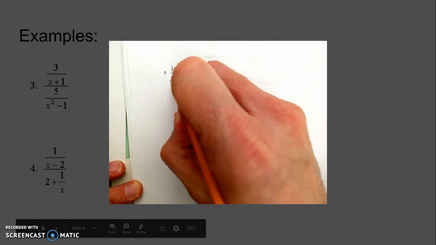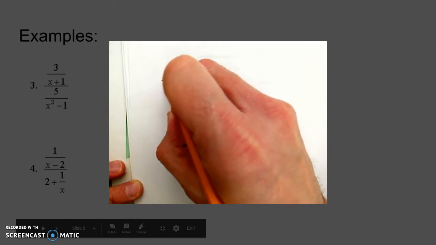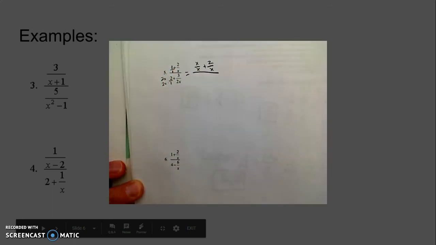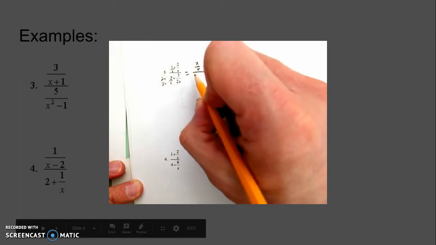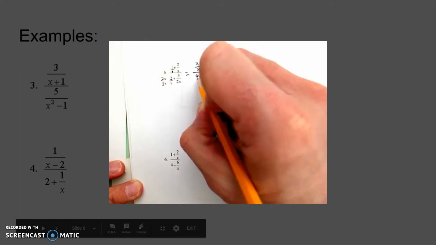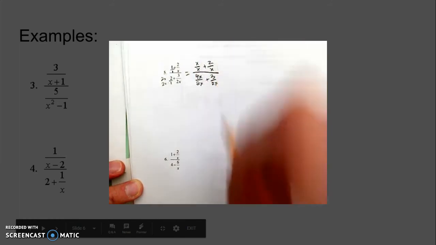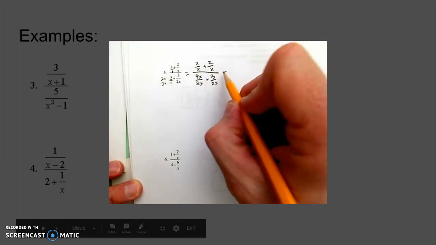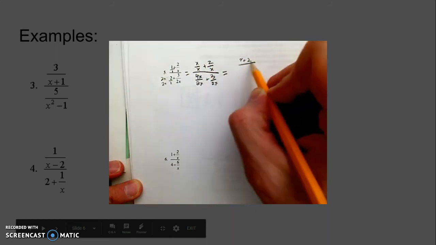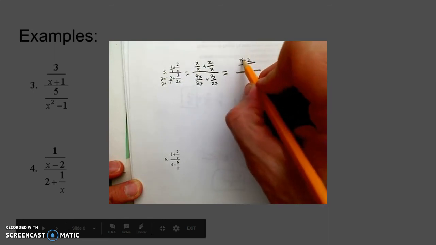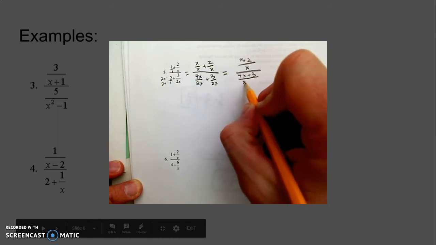How about here? I have 2, which we'll think of as 2 over 1. I want this to have a denominator of 2x. So I'm going to multiply 2 by 2x, and then the denominator by 2x as well. So 4x over 2x plus 3 over 2x. Combining on the top, x plus 2 over x. In the denominator, 4x plus 3 over 2x.